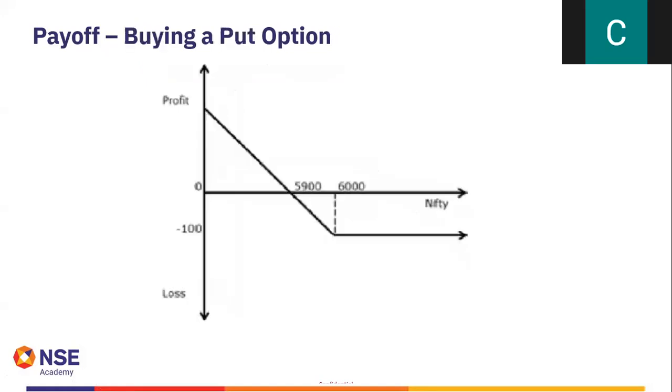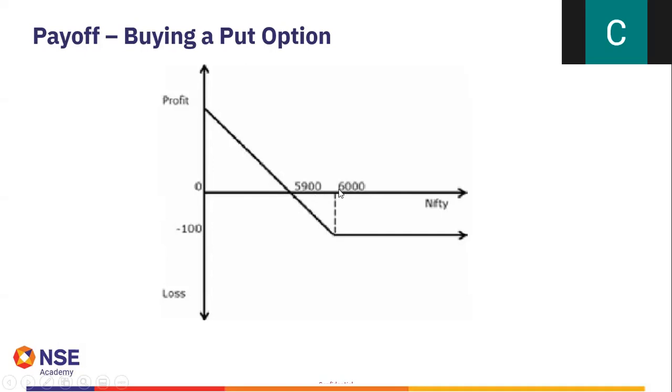Okay. Now coming to buyer of a put option. Again, as mentioned earlier, if I buy a put option, I'll be making money if the price falls because it is a right to sell. In cases of right to sell, I'll be making money when the price falls. So as and when the price falls beyond 5,900, I'll be making profit. And if the price increases beyond 6,000, that will be my loss again, but it's limited to 100 rupees. That is the premium which I have paid. So 5,900 will be my break even.